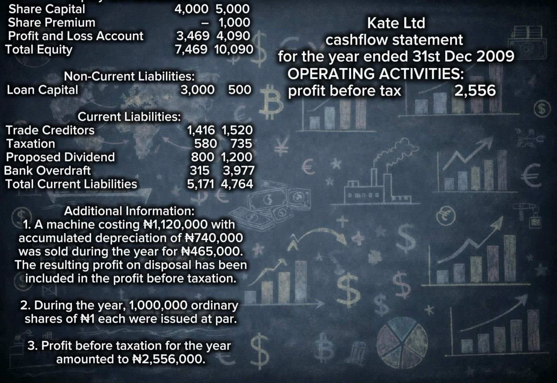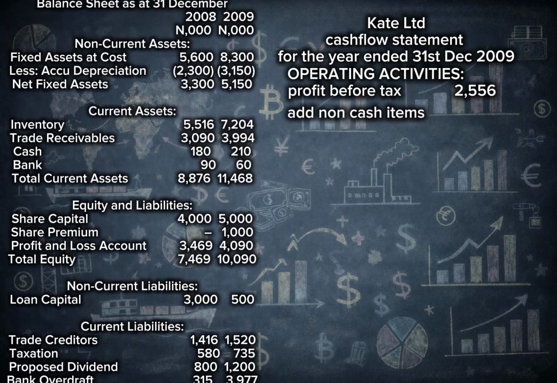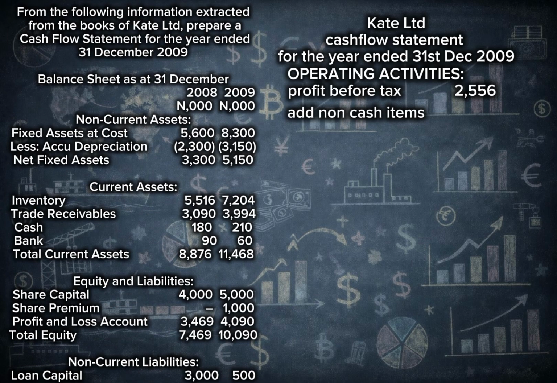This question gave us a profit before tax. If the question had given us a profit after tax, we would simply adjust it back to profit before tax before using it. Why is this so? This is because tax is usually shown separately after getting operating profit. To this profit before tax, we would add back non-cash items. And the non-cash item in this question is depreciation.